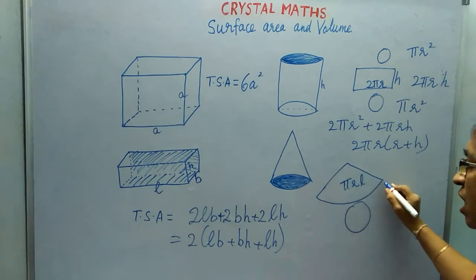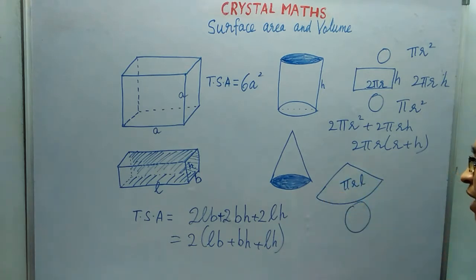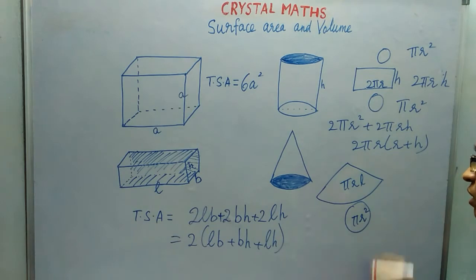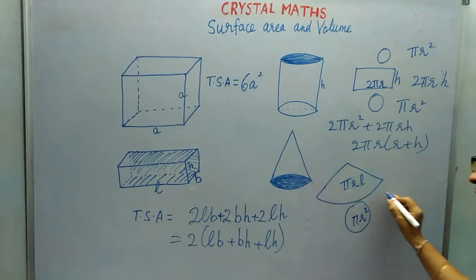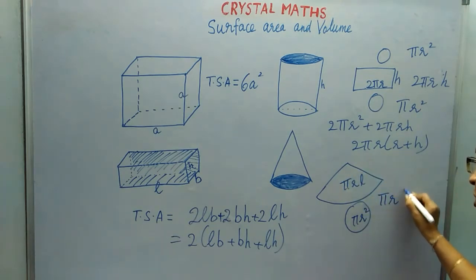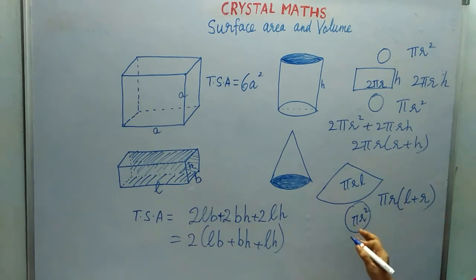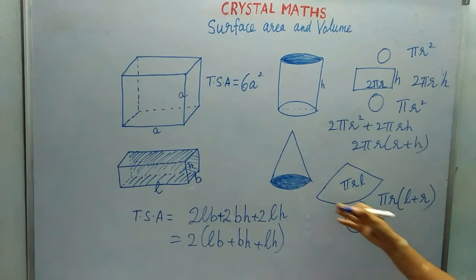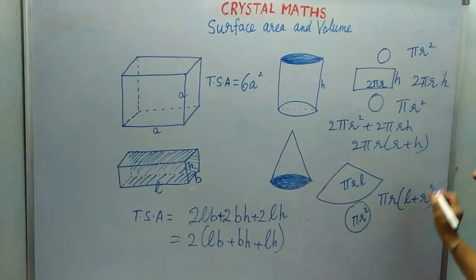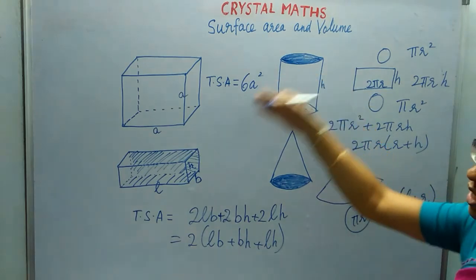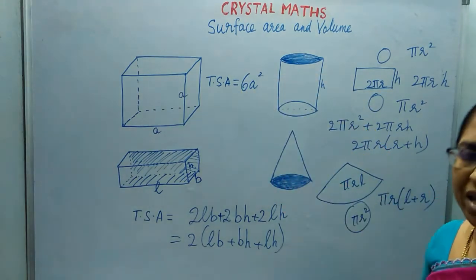Remember, the area of this portion is nothing but pi r l, and the circle is pi r square. Together, if you take pi r outside, you will get pi r into l plus r. This is the total surface area of the cone. So in this way we can remember the cone, cylinder, cuboid and cube in an easy way.